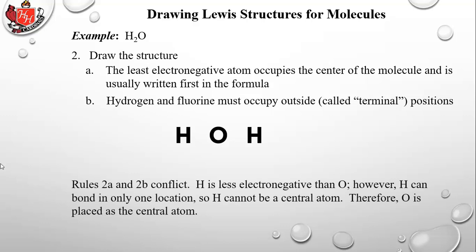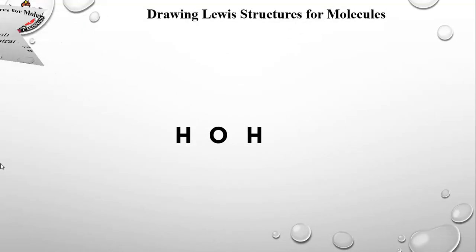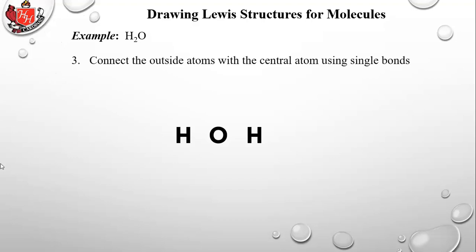So rules 2A and 2B conflict. Hydrogen is less electronegative than oxygen. However, hydrogen can bond in only one location, so hydrogen cannot be a central atom. Therefore, oxygen is placed as the central atom. Okay, so 3, connect the outside atoms with the central atom using single bonds. So there we've done that. So now by doing that, we've used 4 of the 8 valence electrons. When we're finished with this structure, there must be 8 electrons, 8 dots on the paper representing those 8 valence electrons. We've used 4 of them here.